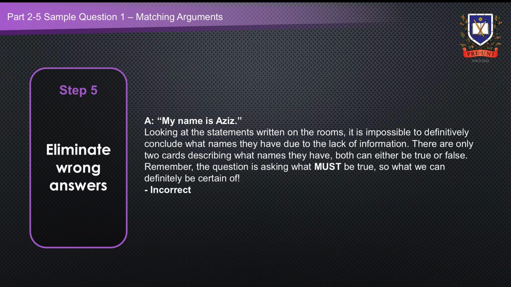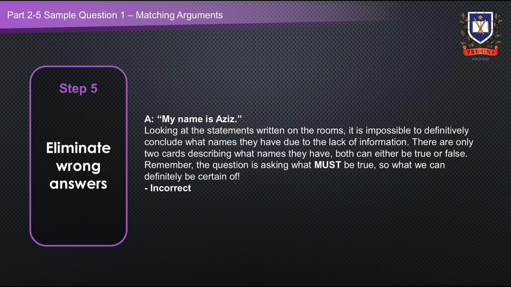Let's look at option A. Option A states that my name is Aziz. Looking at the statements written on the rooms, it is impossible to definitively conclude what names they have due to the lack of evidence. Their name could be Aziz or Louisa, but it is not definite due to there being only two cards that can be true or false. This also eliminates option D.